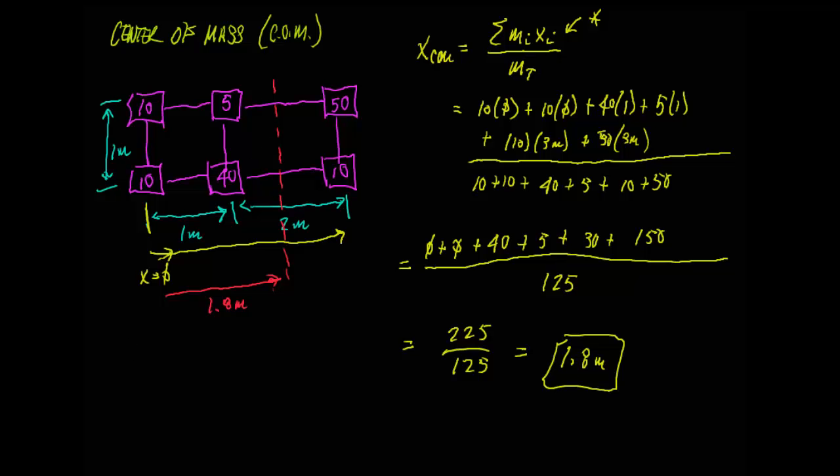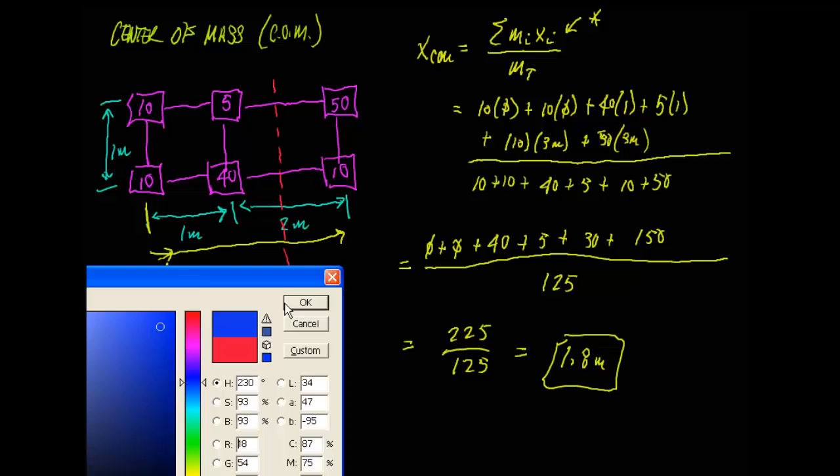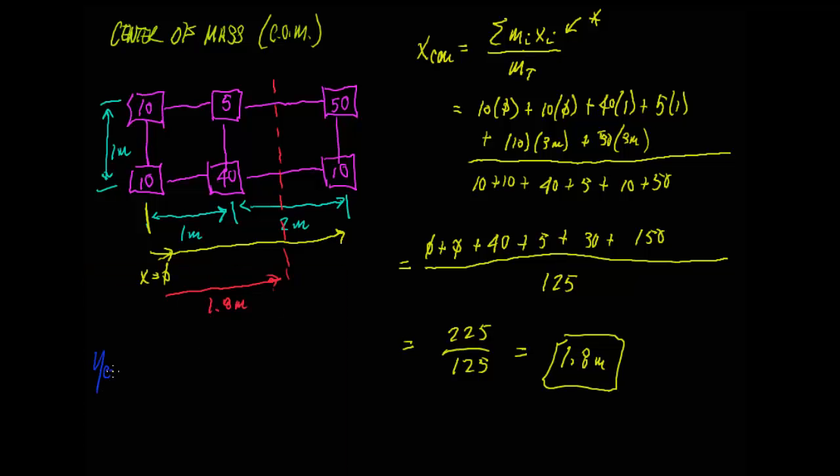Now how do I find out where it is? Well, to find out where it is, I have to go back and find out what the y center of mass is. Let's see if I have time to do that. We add up all the m times y's over total, and everything will still be over 125. I'm going to do this quickly. We have to measure vertically, so it's 10 times 0, 40 times 0, 10 times 0. Here we're going to have a 10 times 1 plus a 5 times 1 plus a 50 times 1. Again, we're measuring everything vertically. That's the y-axis. And these are all zeros because we're using this as our starting point.